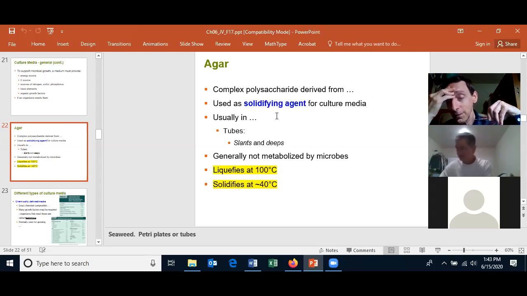You could put starch into the media and then you have to heat it and the starch would make it a solid. I don't know if you guys are familiar with that when you make, what is that called? Jello? Jelly? No, not jelly.